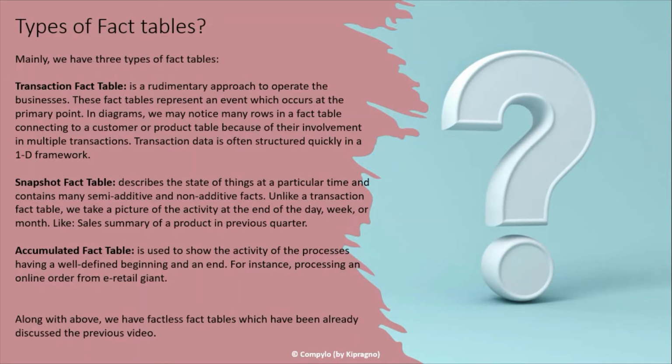Next is accumulated fact table. It is used to show the activity of the processes having a well-defined beginning and an end. For instance, processing an online order from an e-retail giant. Along with the above, we have factless fact tables, which have already been discussed in the previous video.